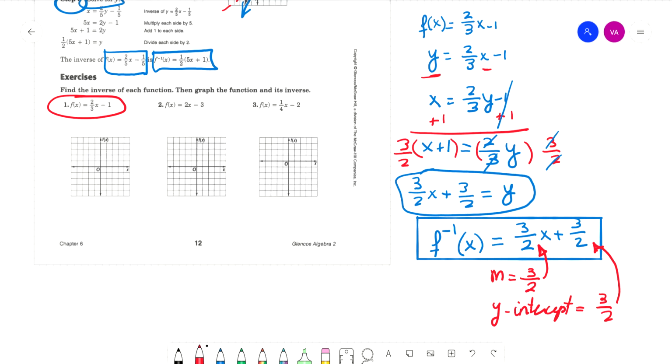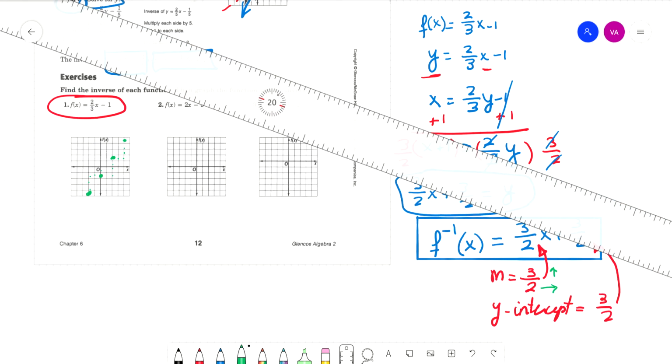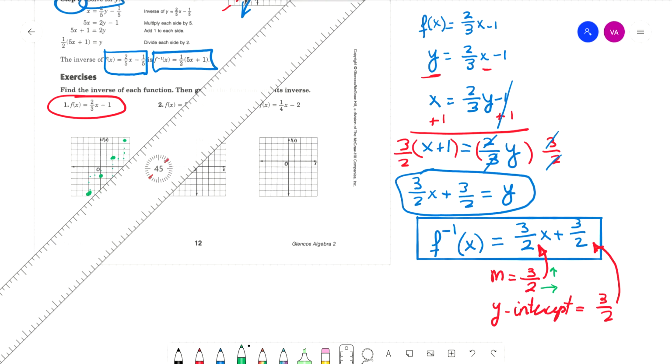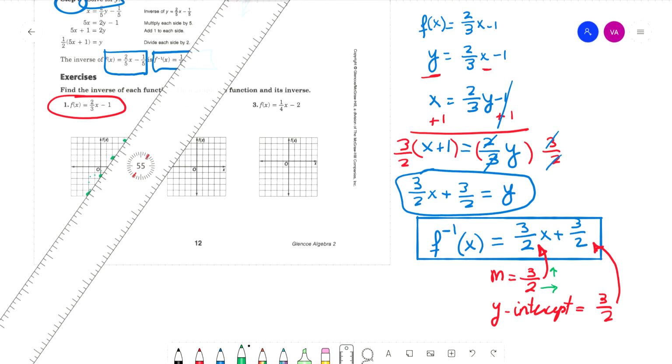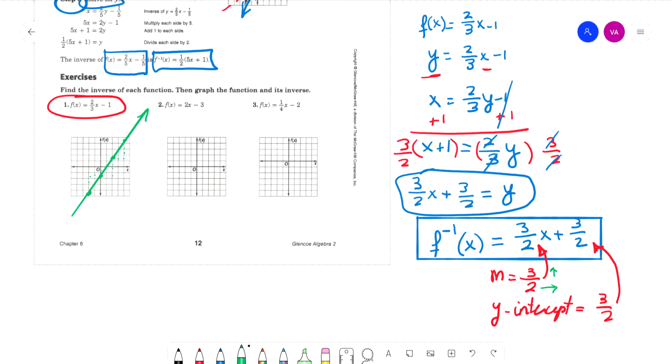So I go to the y-axis and I find 3/2, 1, 2, 3 halves will be around there. And then I'm following the slope. So I'm going to go 2 to the right, 3 up. So 2 to the right, 1, 2, 3 up. That will be my next point. Again, 2 to the right, 1, 2, 3 up. And I can trace there my line nicely. I join the points and I got my inverse function. So this is the inverse function.